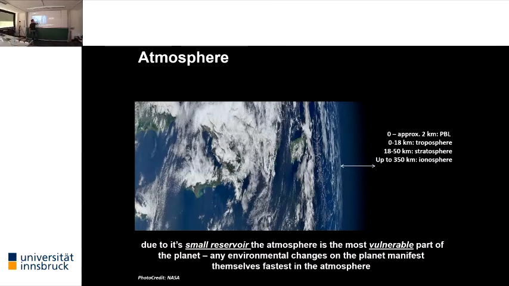Now, how do we distinguish different layers in the atmosphere? Also not something new here. The planetary boundary layer is the lowest part of the troposphere, where we typically say that's the layer where the weather happens. That's the most important component for weather forecasting. But then extending to about 50 kilometers, we have the stratosphere, and above that we have the ionosphere. So this is more a thermodynamical description of the atmosphere's different layers. We can distinguish the troposphere and stratosphere quite well because of the temperature inversion at the top of the troposphere.